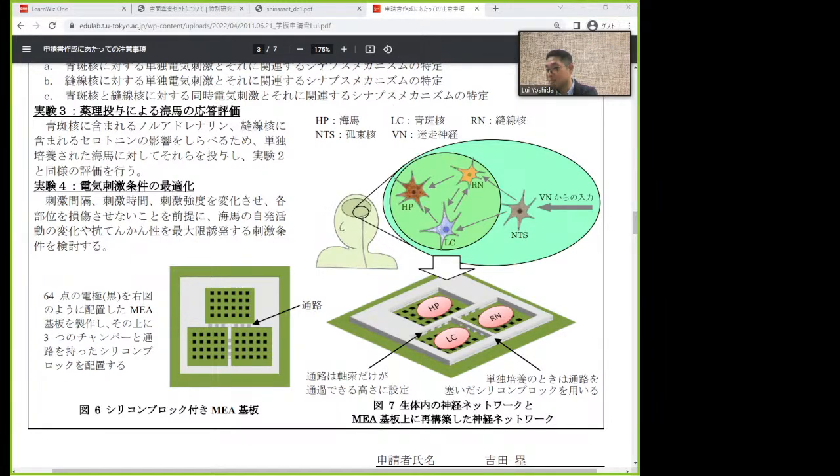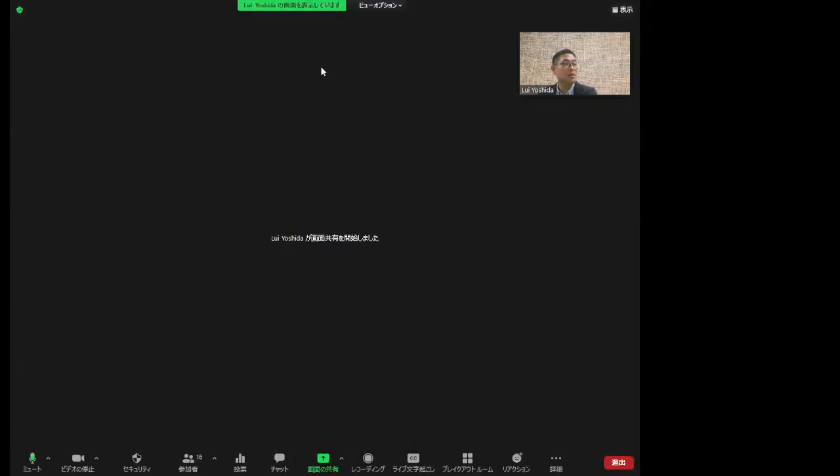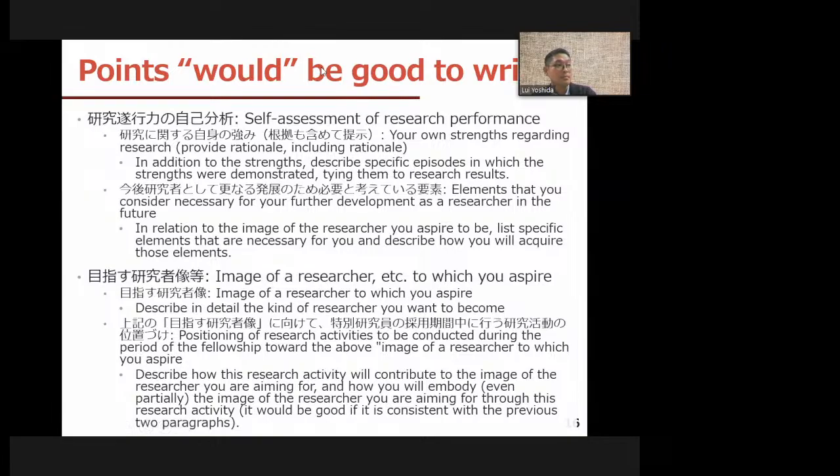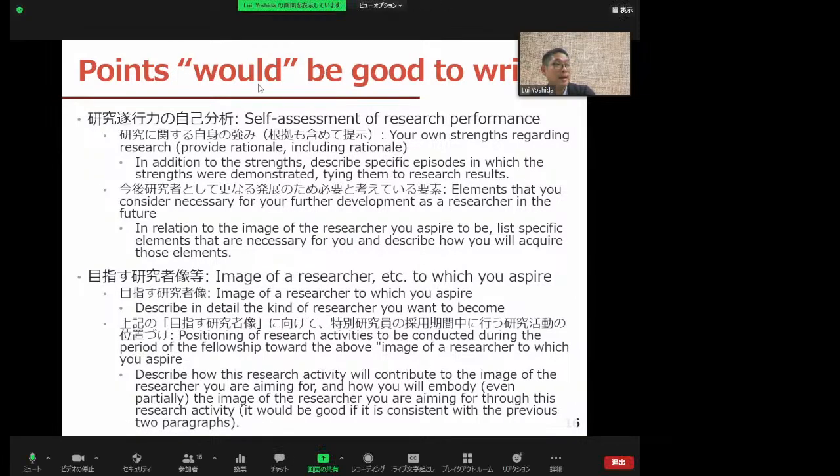So next, I will go to the next section. The next section will be the self-assessment and image of a researcher. In this section, you need to write down your own strengths or elements that you consider necessary for your future development as a researcher. In the former section, I recommend you, in addition to the strengths, describe specific episodes in which the strengths are demonstrated, tying them to research results.